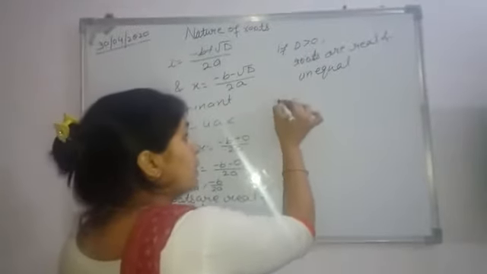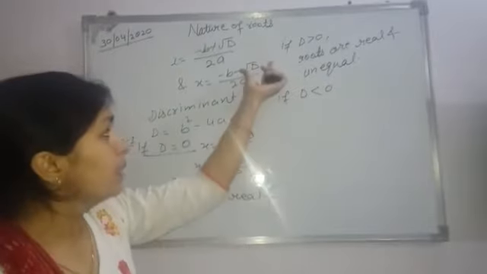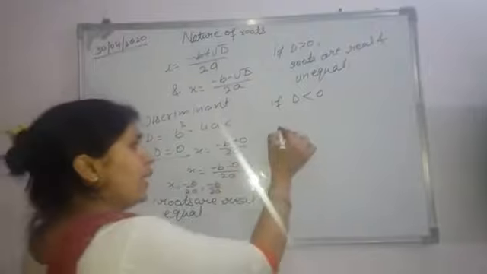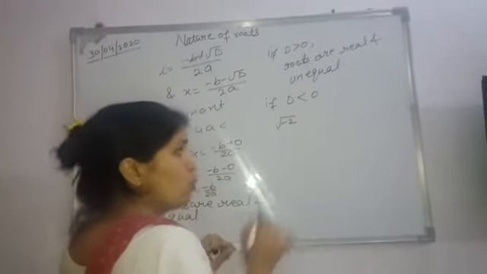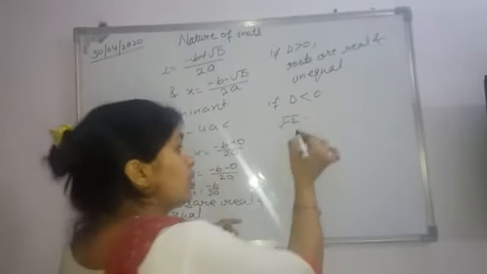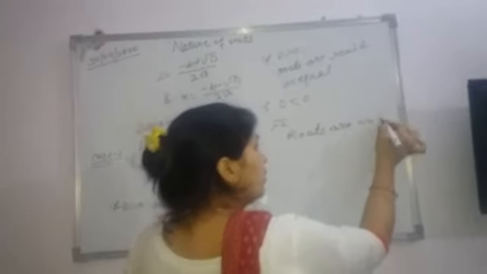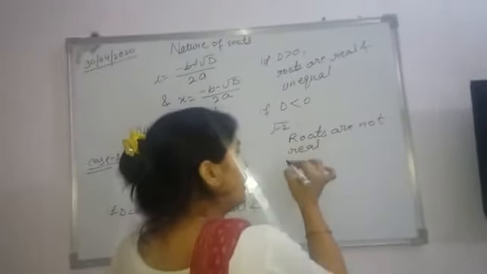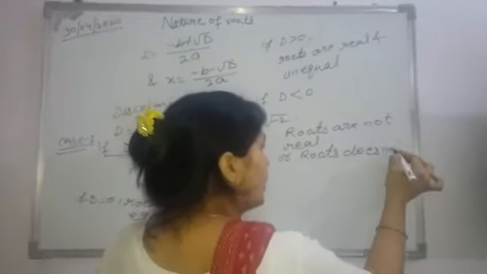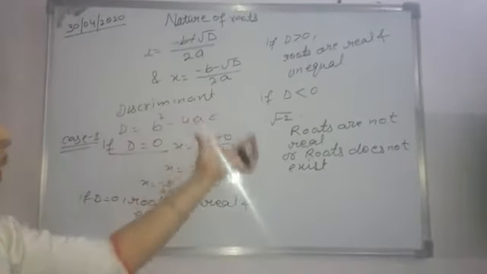Now in the third case, if D is less than 0, it means D is a negative value. Suppose minus 2 is a value, or minus 3 is a value. Can we find the value of root of minus 2? No, this value does not exist. So if D is less than 0, then roots are not real, or we can say roots do not exist. This is the conclusion, and these are the natures of roots.